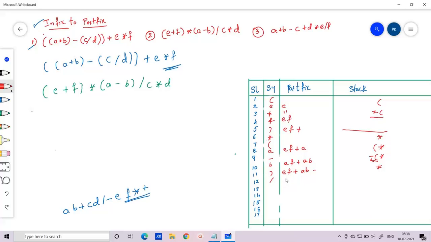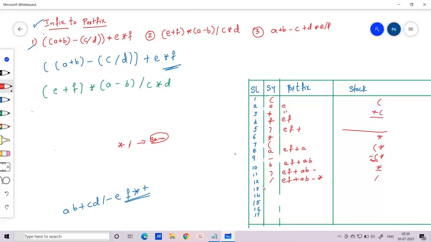Now if you observe, multiplication and division have the same precedence. When you see this, we need to remove the operator from the stack. Which operator? The multiplication operator has to be removed from the stack and written into the postfix. So I'll get something like E F plus, you have A B minus, followed by the multiplication symbol, and this division will be added onto the stack.